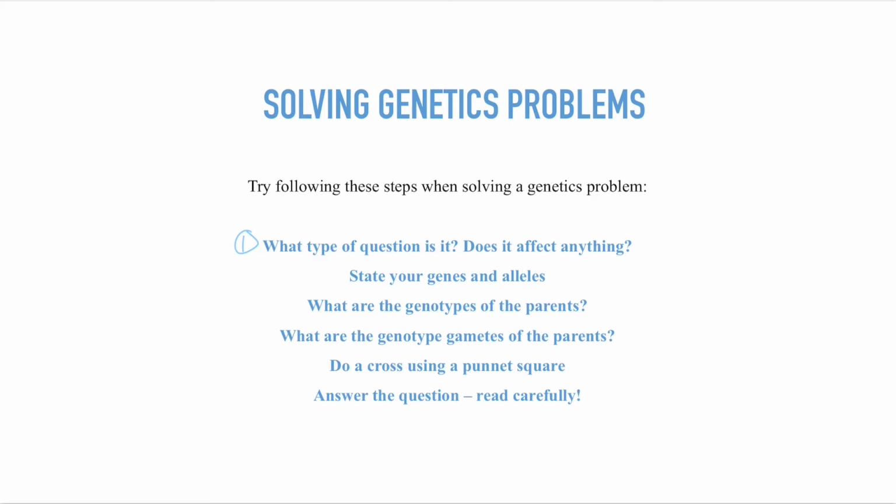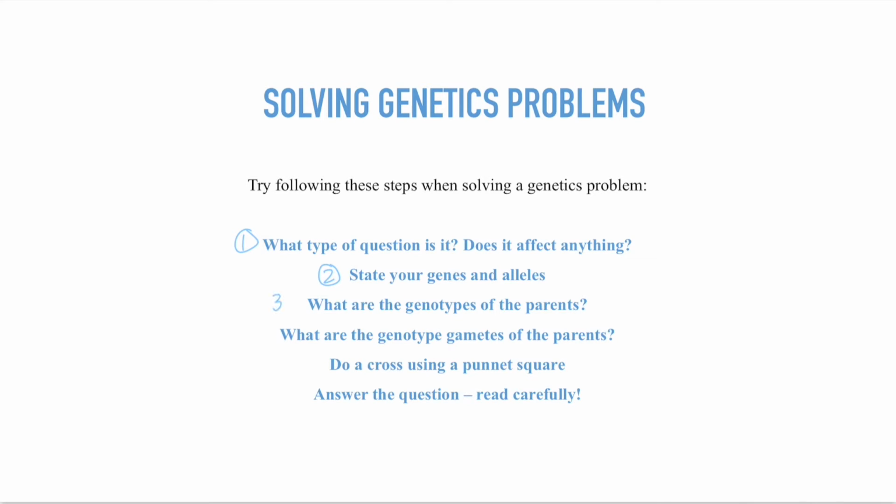Number 1 is to figure out what type of question it is, and does that affect anything. Number 2 is to state your genes as well as your alleles. Number 3 is to figure out what the genotypes of the parents are. Number 4 is to figure out what the genotypes of the gametes of the parents are. Number 5 is to do a cross using a Punnett square. And finally, number 6 is to answer the question and make sure to read it very carefully.